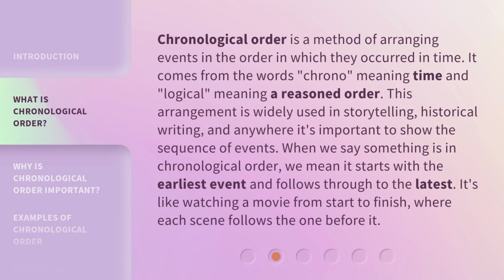Chronological order is a method of arranging events in the order in which they occurred in time. It comes from the words chrono, meaning time, and logical, meaning a reasoned order. This arrangement is widely used in storytelling, historical writing, and anywhere it's important to show the sequence of events. When we say something is in chronological order, we mean it starts with the earliest event and follows through to the latest. It's like watching a movie from start to finish, where each scene follows the one before it.